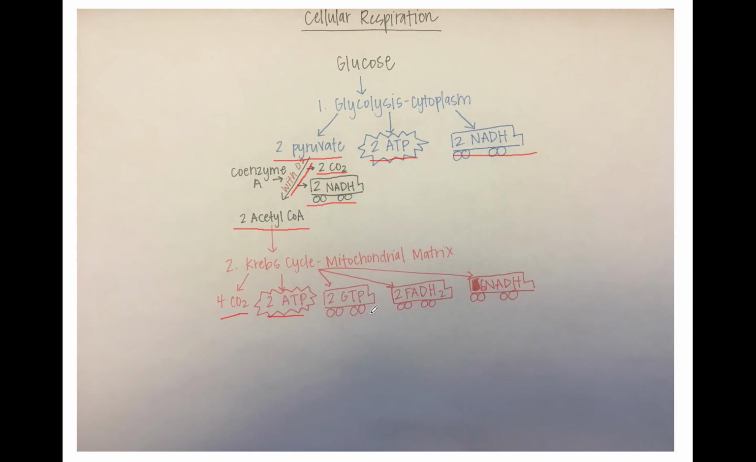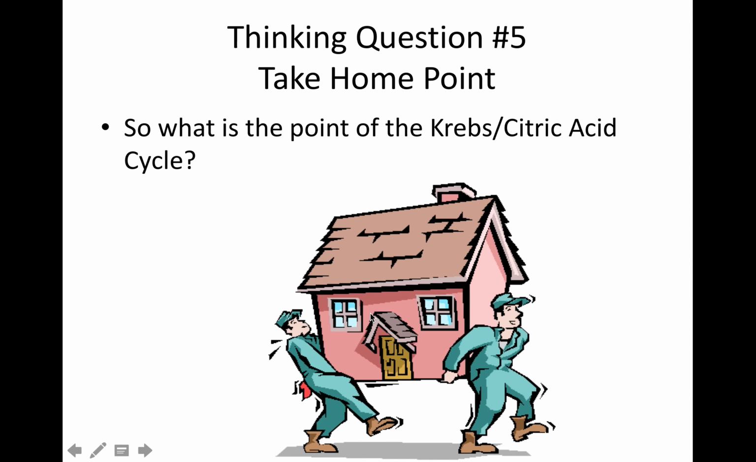So what we're going to focus on is we're going to look at what happens next. Where do all these high energy carrier molecules go? So in your notes, you're going to have thinking question number 5. What is the point of the Krebs cycle or the citric acid cycle?